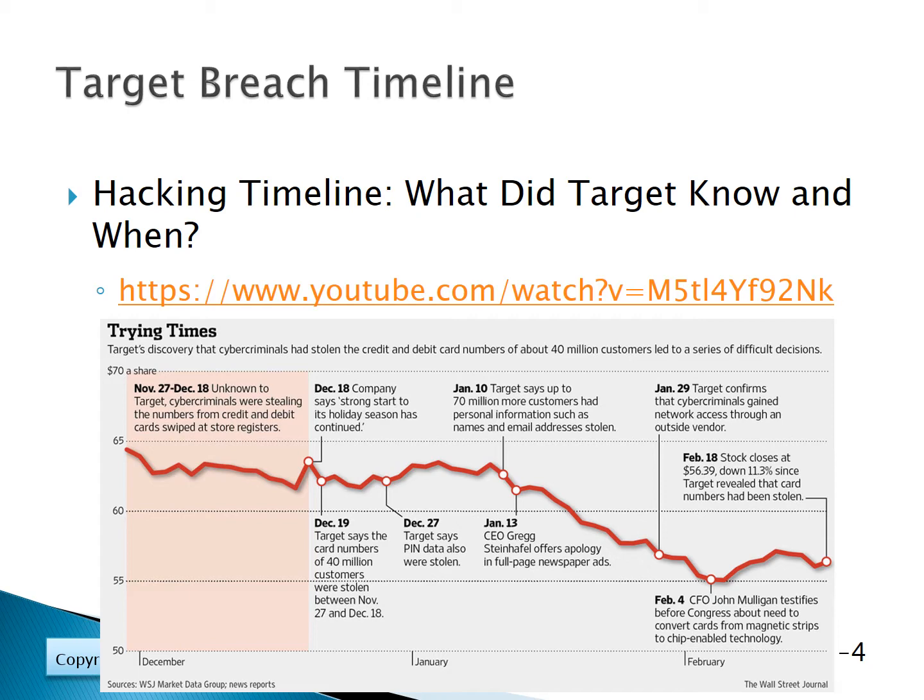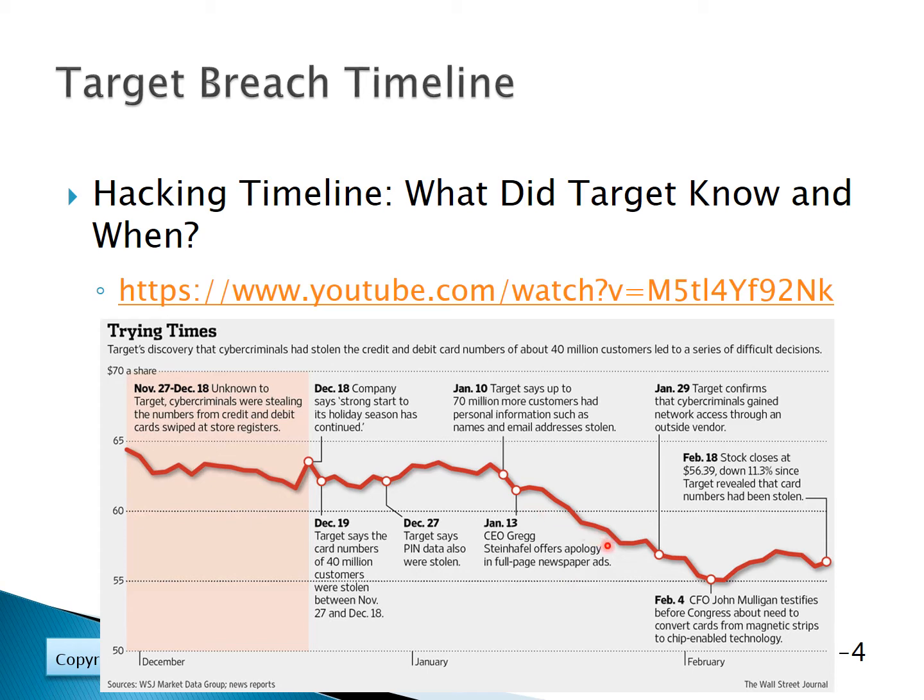And then a week later, Target says PIN data were stolen, like the PIN data on those debit cards. A lot of times when you use the debit card, you might need to key in the password. So those were also stolen. That is a very big security issue for the customers. And then another 2 weeks later, Target says up to 70 million more customers had personal information stolen. And then the CEO offers an apology in a full-page newspaper ad, but still I think it's not helping.